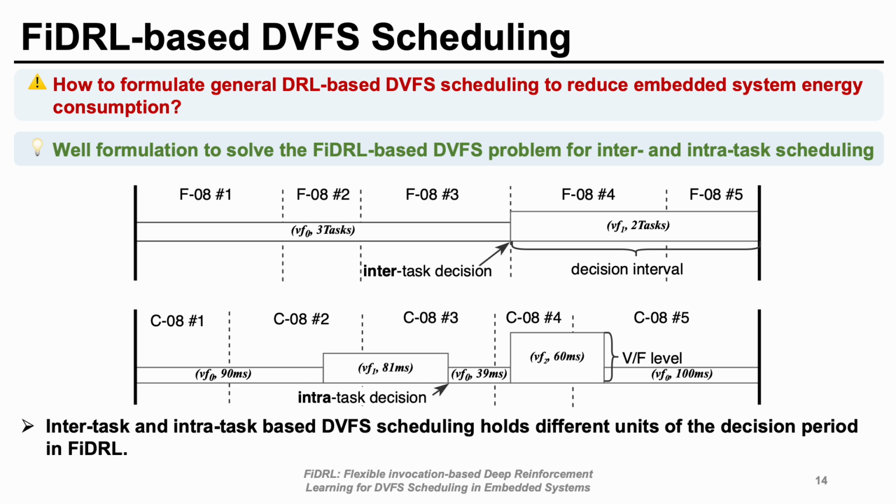From the picture, the height of the rectangle is A original, which is the voltage and frequency applied for the processing core, and the length of the rectangle is A interval. We can see the decision interval can flexibly change, unlike conventional DRL methods. According to this, FiDRL can avoid repetitive decisions and reduce the invocation cost.